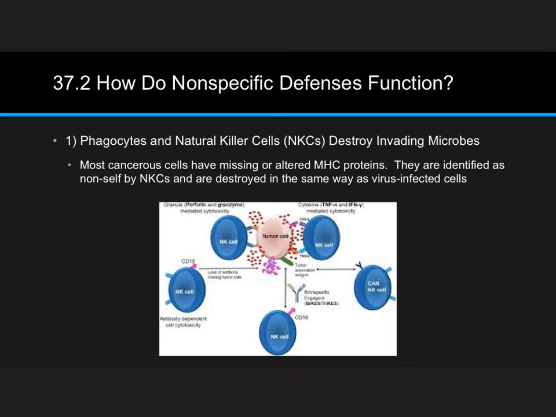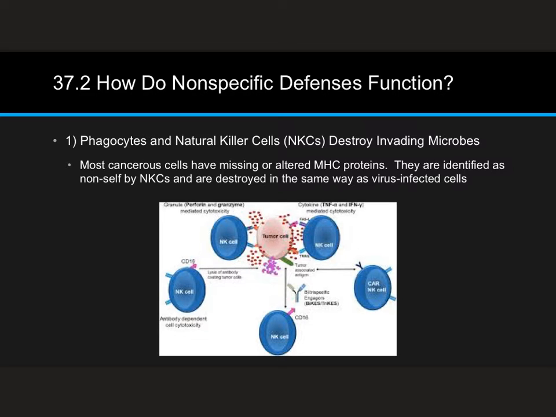and they go to attack them. Another cool function of NKCs is that they will target tumor cells. And the reason is that most cancerous or tumor cells have missing or altered MHC proteins, so the markers around the outside of it aren't quite correct. They're identified as non-self cells by natural killer cells and destroyed in the same way as virus-infected cells.